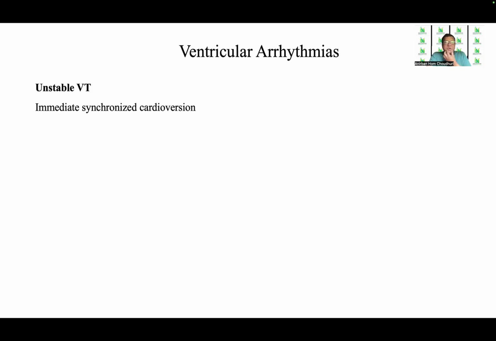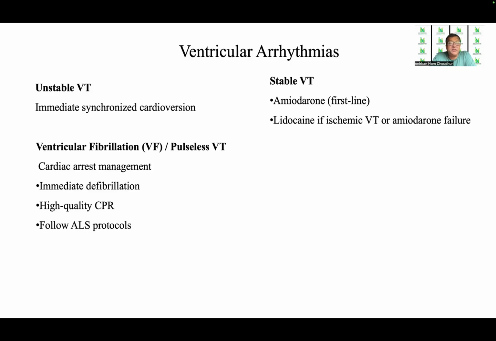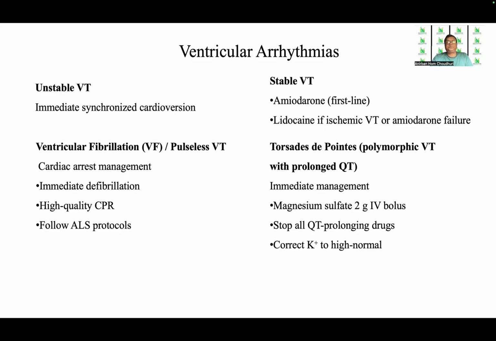Now, coming to the ventricular arrhythmias, if the patient is having unstable VT, we have to go for immediate synchronized cardioversion. For stable VT, the first line is amiodarone, but lidocaine can be given if it is ischemic VT or if there is amiodarone failure. For VF or pulseless VT, this is cardiac arrest management, and it should follow immediate defibrillation, high quality CPR, and the ALS protocols.